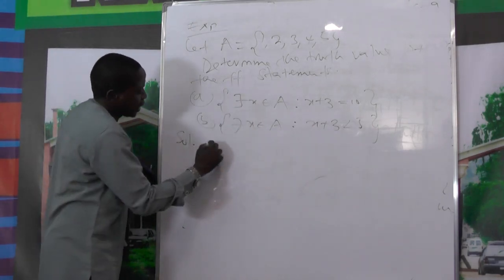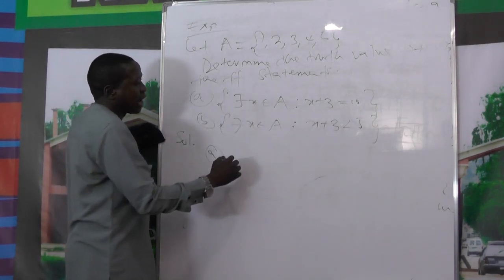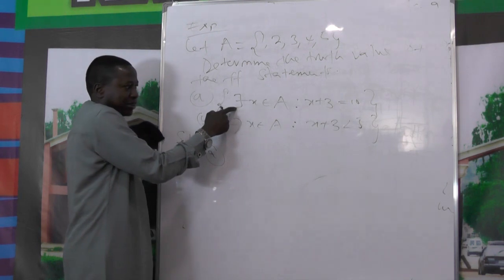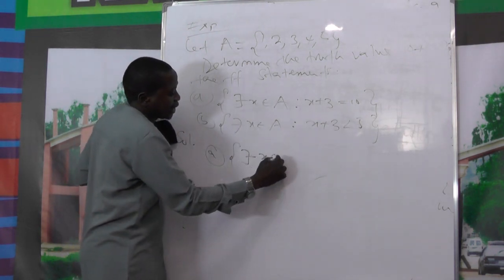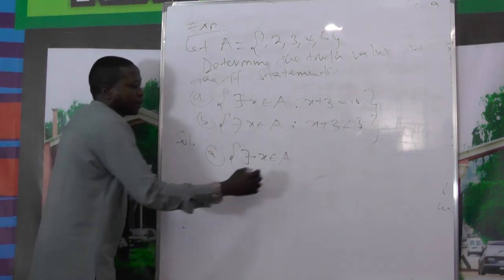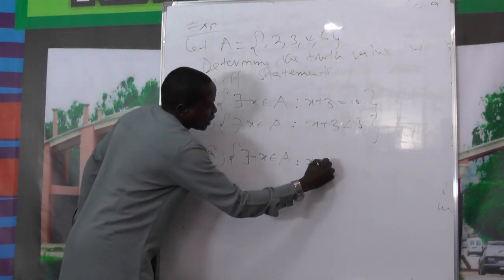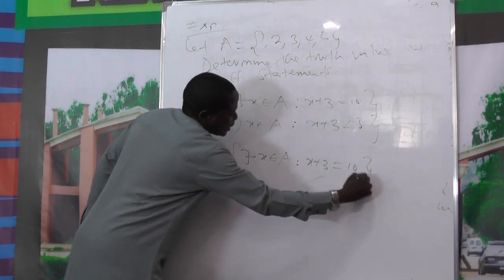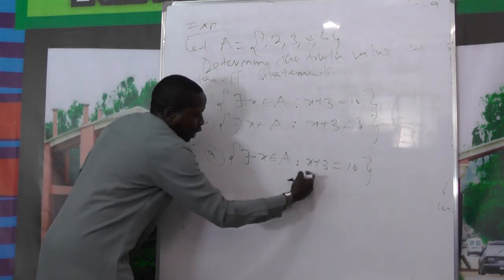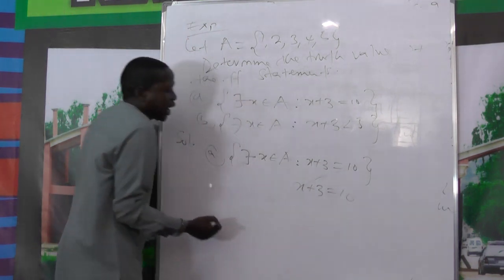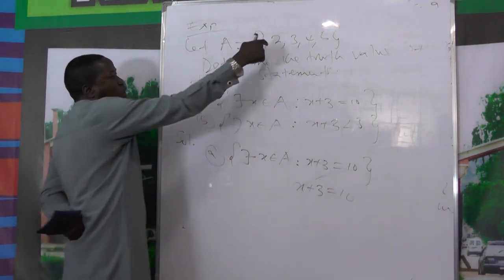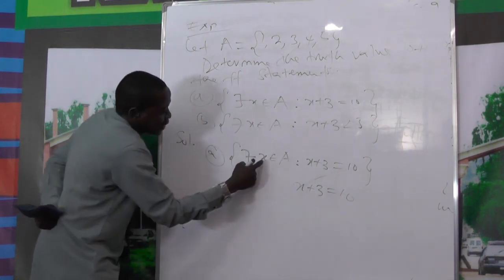This first one, number A. Remember we are having "there exists". They use "there exists x element of A such that x plus 3 equals 10." What is our condition? Our condition here is x plus 3 equals 10. And we are taking our x from where? From A. It means our x is taken from A.